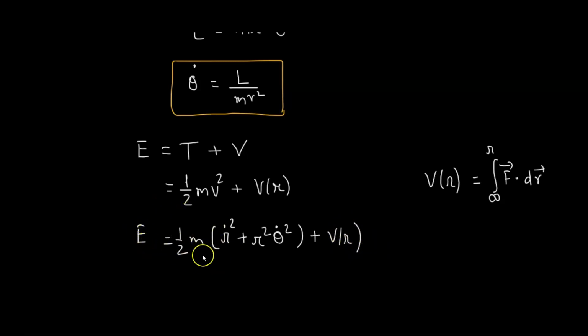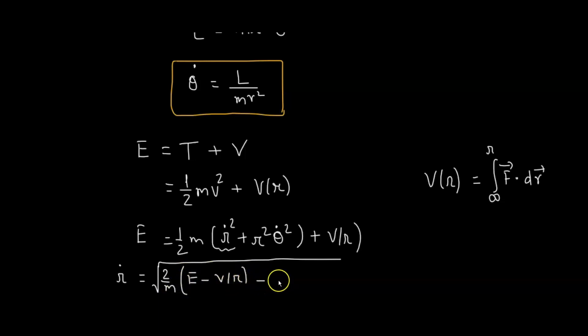Furthermore, we can simplify this entire equation and write everything in terms of r dot. So r dot will be equal to the square root of 2 over m, all multiplied by E, the energy, minus V of r minus L squared over 2mr squared. And here we have used the fact that in place of theta dot, we have replaced it with L over mr squared. Right. So this is the expression for r dot.